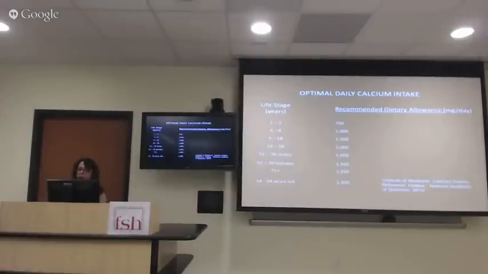There are recommendations for what we call RDAs, recommended dietary allowances. If you Google, you can see that in adolescents, 14 to 18 years old is when we have the highest RDA.